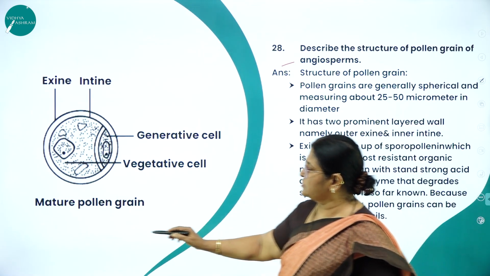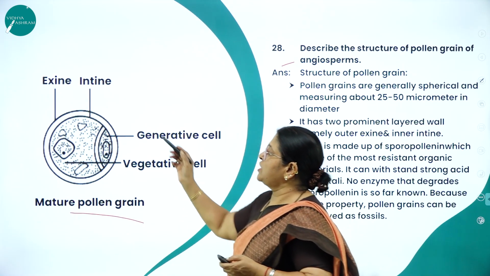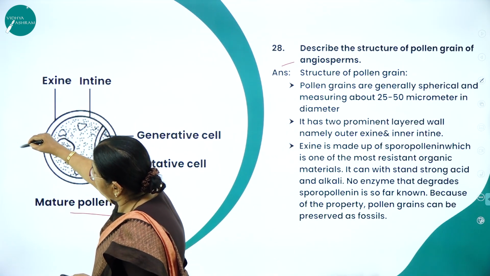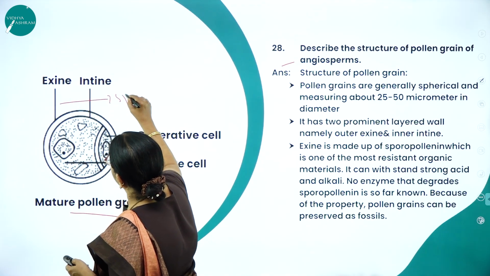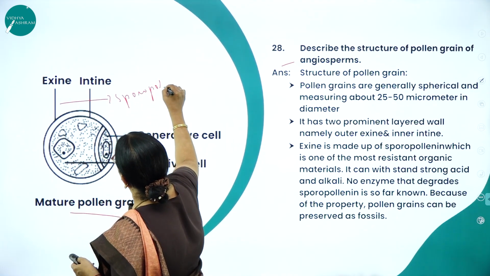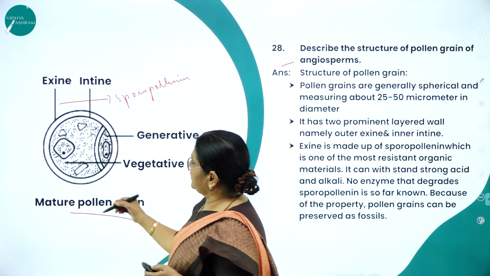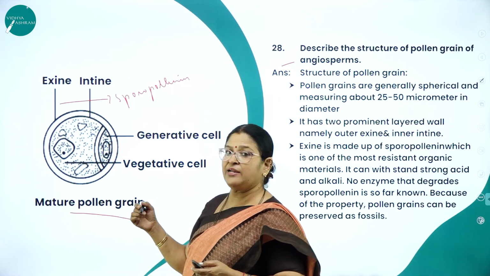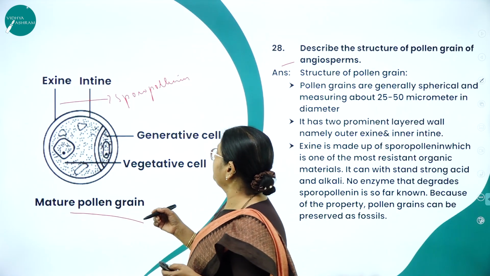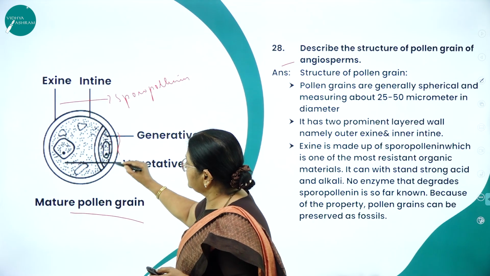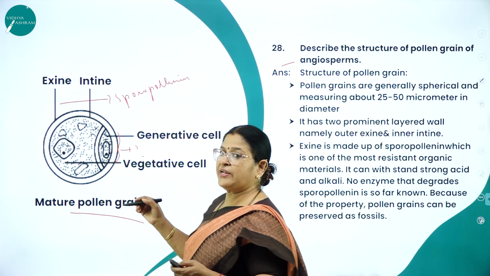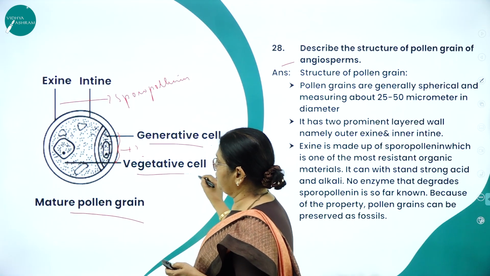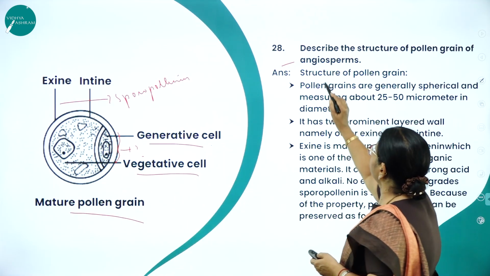So here you can see the structure of the pollen grain, that is outer exine and inner intine. Already I told you, exine is made up of a chemical substance called sporopollenin. And you can see that actually the exine is a discontinuous layer, intine is a continuous layer. So here you can see there is a germ pore, where actually it helps in the dehiscence. Then the generative cell and the vegetative cell you can see.